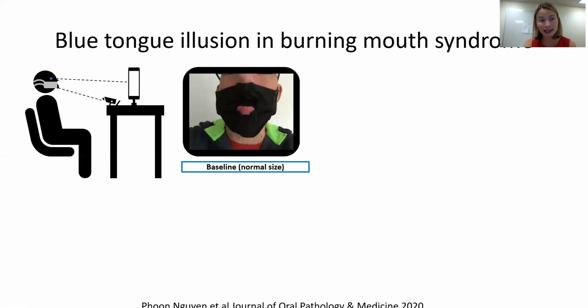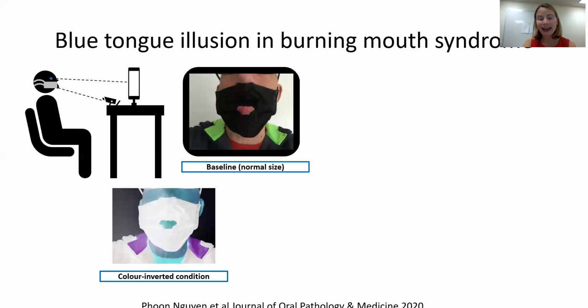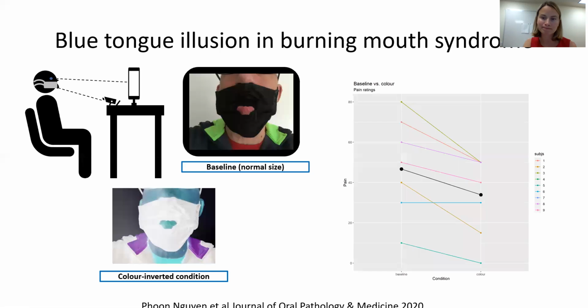So we used the same mediated reality type system. People had a camera facing their tongue. They could see their tongue moving around, and it moved with them. And what we did is we turned it blue. We looked at what happens to their pain when they have this blue tongue and are moving it around. And what we found is that having a blue tongue significantly reduces their pain. That dark line there, the black line, is the group average.